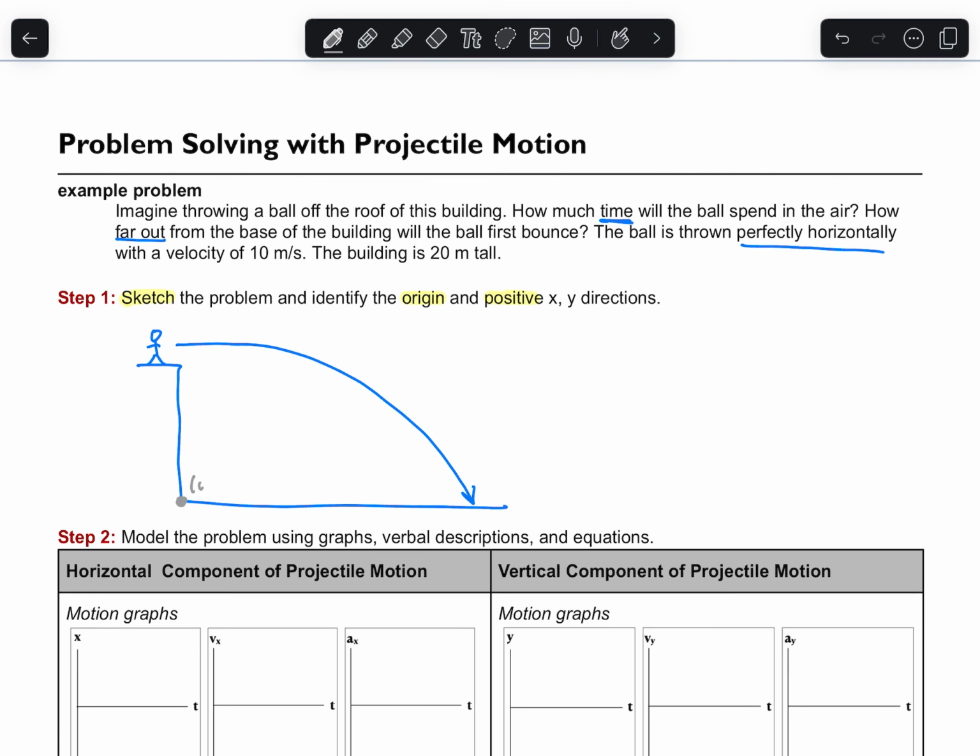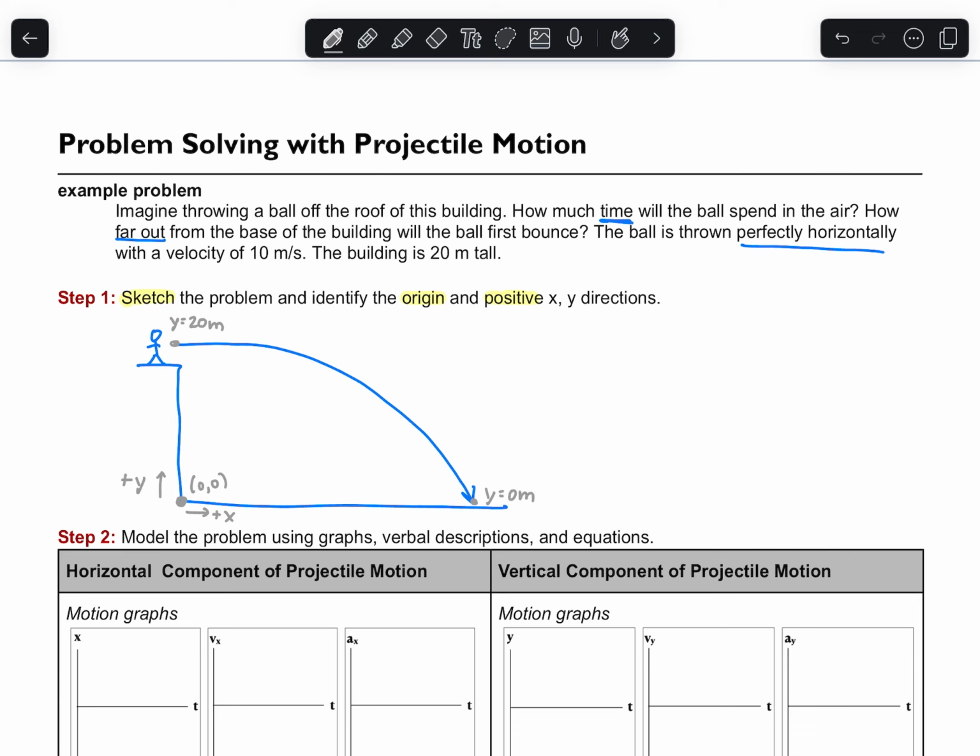Now I'm going to place the origin under the person on the ground level. This is convention, but not required. I've labeled that point 0, 0: 0 in the x direction, 0 in the y. Positive y and positive x directions go as shown. Now what I need to do is fill in my known values. Because the building is 20 meters tall, I set the initial y value to be 20 meters, the final y value to be 0 meters.